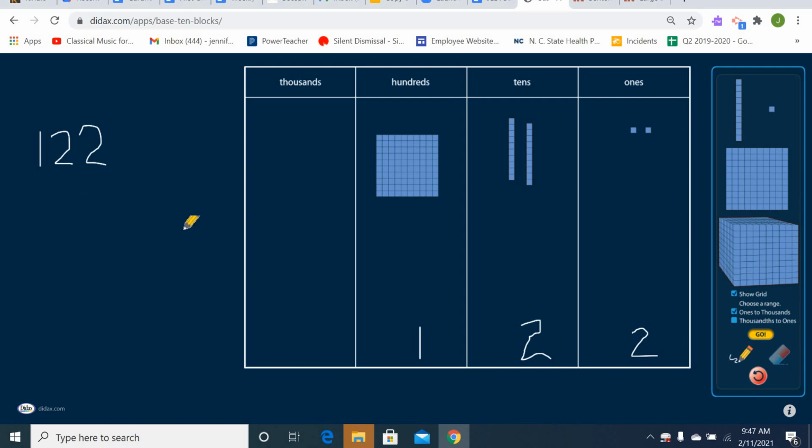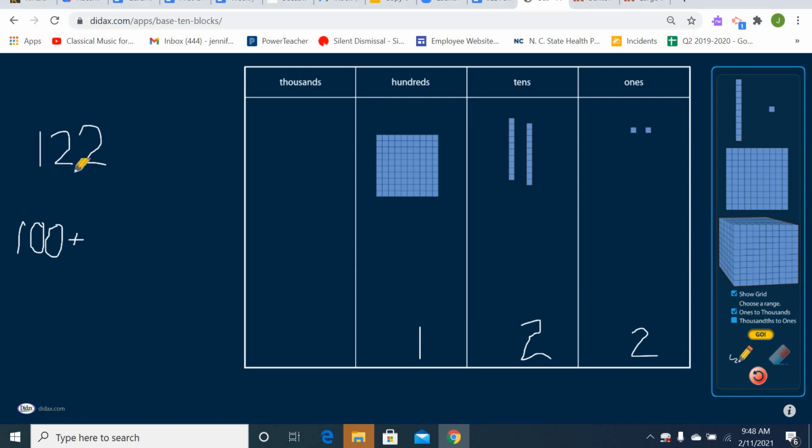122. All right, let's write it in the expanded form. So let's look at my value of 1 in my hundreds place. My value of 1 is 100 because I have one group of 100. So I'm going to write 100. Plus, well, let's look at what is in my tens place.